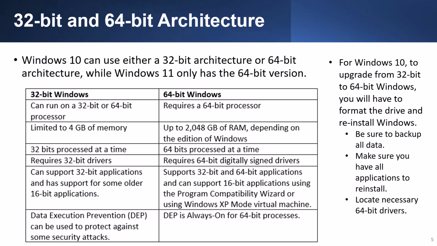For Windows 10, to upgrade from 32-bit to 64-bit Windows, you'll have to format the drive and reinstall Windows. Be sure to back up your data. Make sure you have all applications to reinstall, and locate any necessary 64-bit drivers.